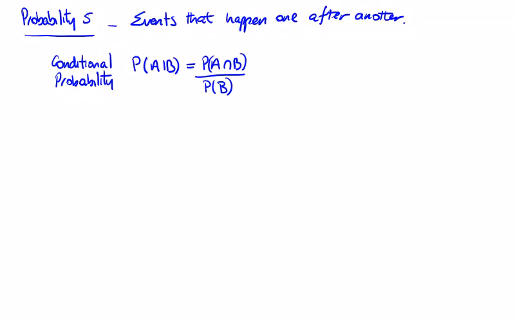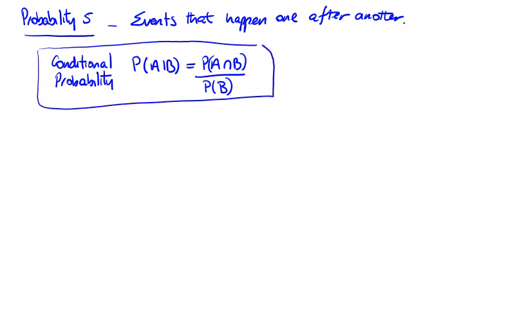So probability five, events that happen one after another. We lead on then to independent events. We saw in the previous video with conditional probability, the probability of A given B is equal to the probability of A intersection B over the probability of B. We cross multiply here to look at the probability of A intersection B on its own.